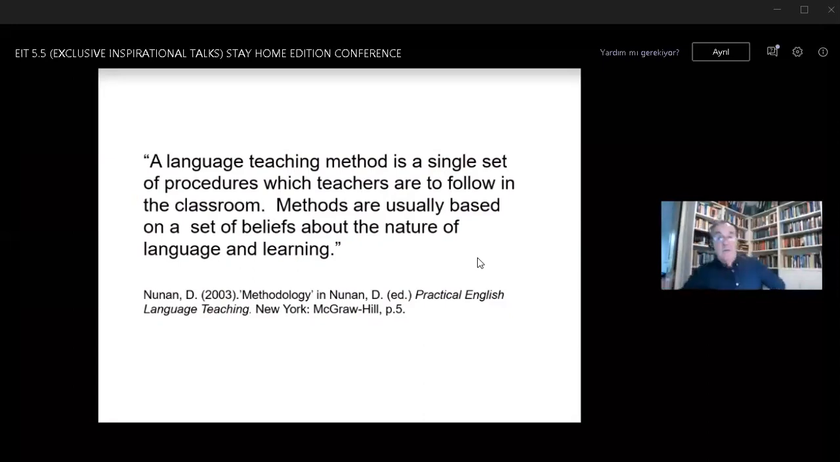And he goes on to say that methods are usually based on a set of beliefs about the nature of language and learning. And it's because these beliefs change over time that, of course, methods change over time. The beliefs that underpin an approach like audiolingualism are no longer the beliefs that underpin language learning now, the idea that language is some kind of habit formation.